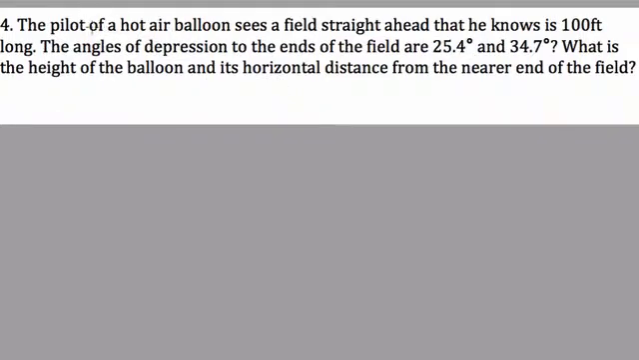Okay, so in this problem, the pilot of a hot air balloon sees a field straight ahead and knows that it is 100 feet long. The angles of depression to the ends of the field are 25.4 degrees and 34.7 degrees. What is the height of the balloon and its horizontal distance from the nearer end of the field?